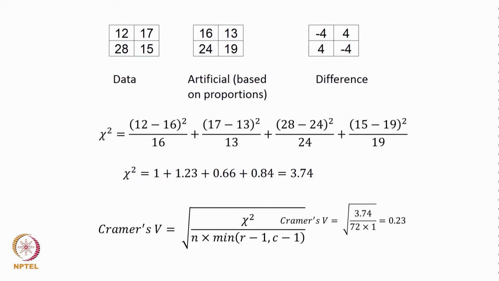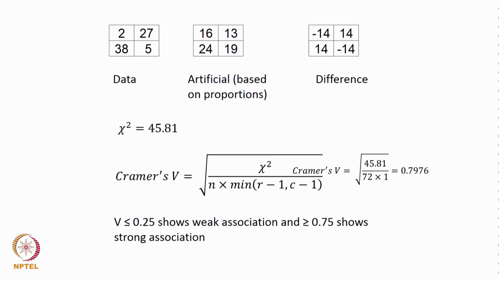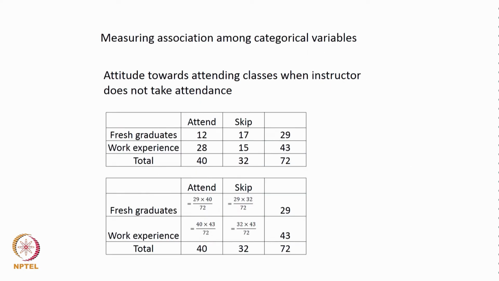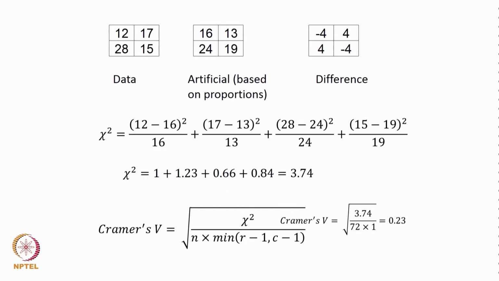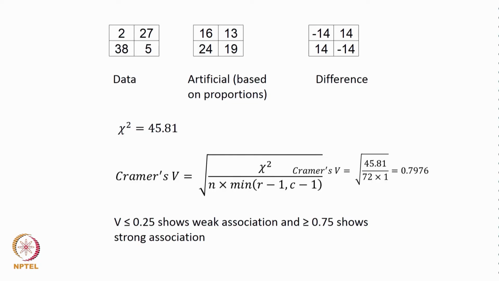So, we have now calculated two measures of association: one is the chi-square and the other is Cramer's V. Now, let us look at another type of data, where for the same 40 and 32, instead of 12, 17, 28 and 15, we had 2, 27, 38 and 5. The expected proportions would still be the same: 16, 13, 24 and 19.